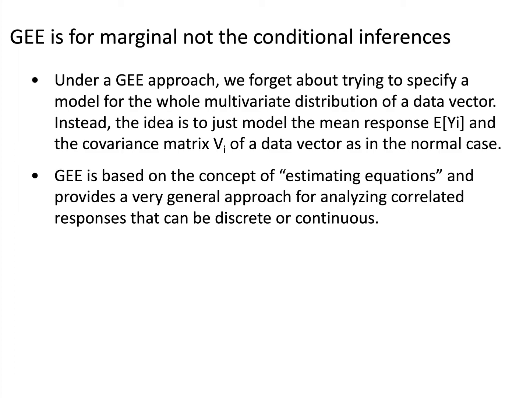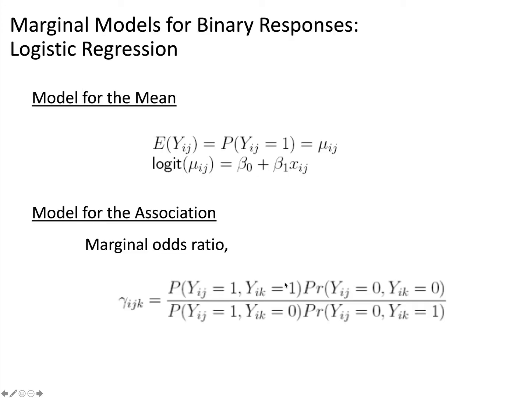The idea here simply is that we're modeling the mean responses, the expected value of y over all the cases, treating the covariance matrix as a nuisance. And so we'll talk more about the difference between marginal and conditional as we move through the course. All right.